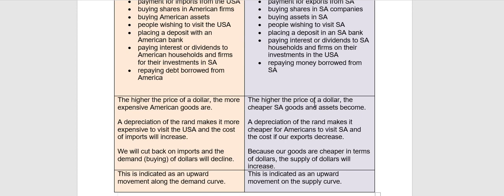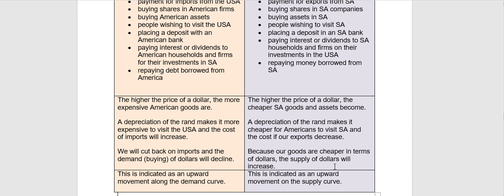The higher the price of a dollar, the cheaper South African goods and assets are becoming. The higher the price of the dollar, the more rand we give for the dollar, the cheaper it becomes for Americans to buy from South Africa. In other words, for every $1, they used to get 15 rand. Now for every $1, they get 20 rand. So it becomes very cheap for them to buy from South Africa or to come on holiday to South Africa. Depreciation makes it cheaper for them to visit our country, and it means that our exports become cheaper. It is cheaper for them to buy from us.